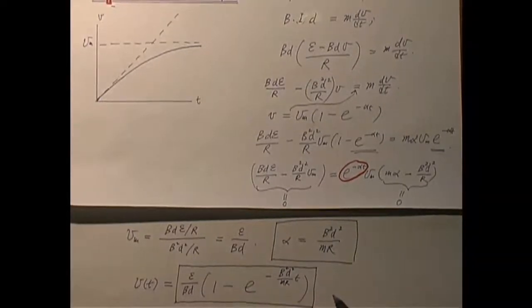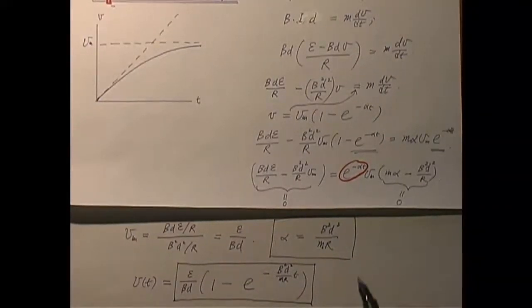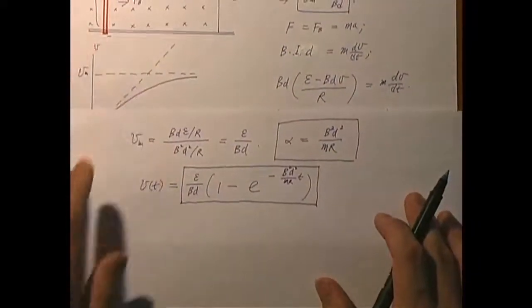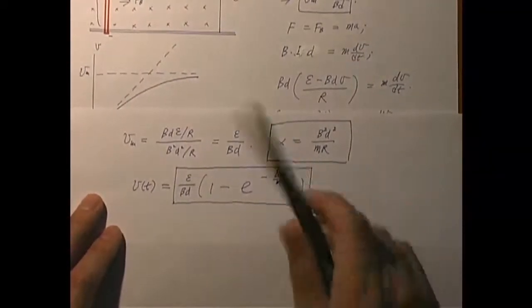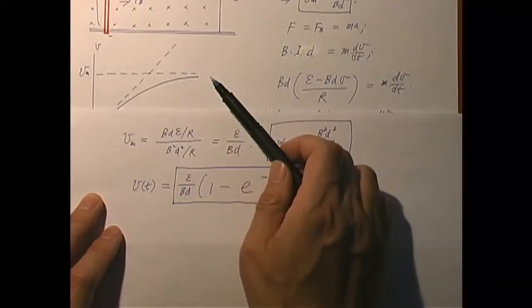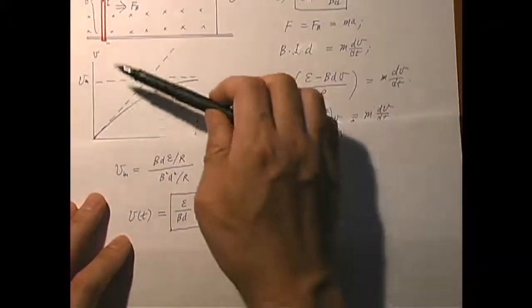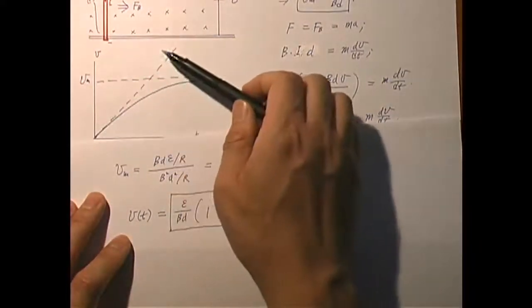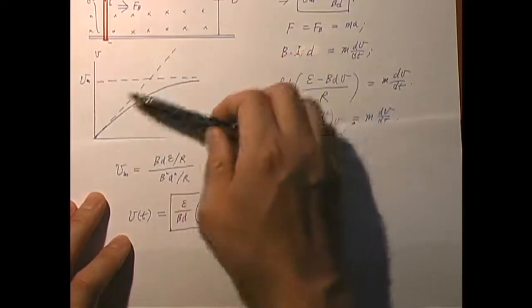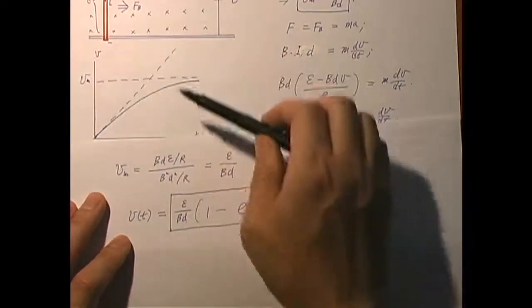Now, we can take a look at this result and see if it makes sense. The parameters involved are epsilon, b, d, m, and r. Those are the 5 parameters involved in this problem, and we can take a look at how these parameters will affect our answer. First of all, the final speed. Without any influence from Faraday's law, without induced EMF, there is no limit to the final speed. In theory, it's going to go to infinity, right?